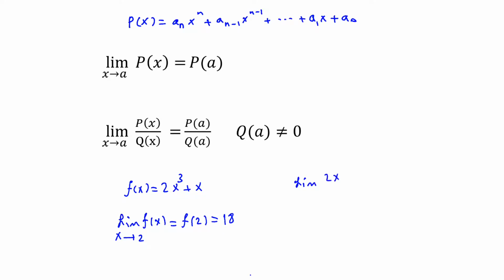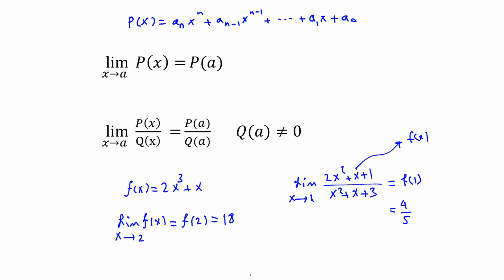The limit of (2x^2 plus x plus 1) over (x^2 plus x plus 3) as x approaches 1 is f(1), if we call this function f(x). f(1) is 4 over 5, therefore the limit is 4 over 5.